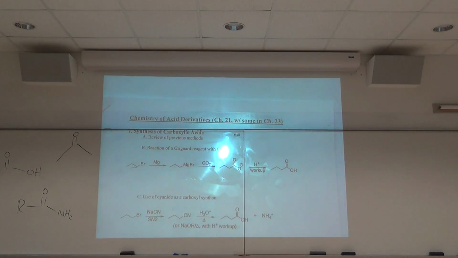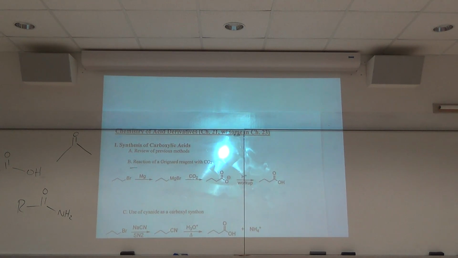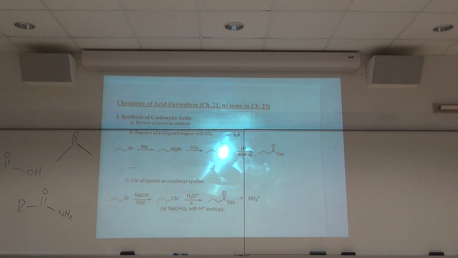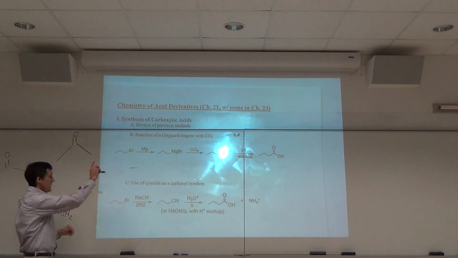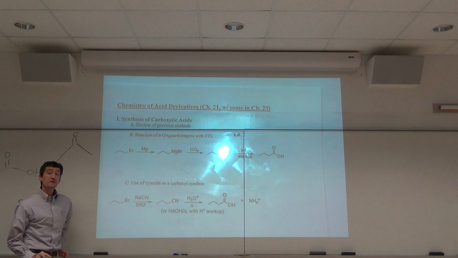Let's look at the other sheet. Before we move on to the other one and start looking at the mechanism, let's look at some new ways to make carboxylic acids. So we just did A, we just reviewed previous methods. New ways. Reaction of a Grignard reagent with CO2.